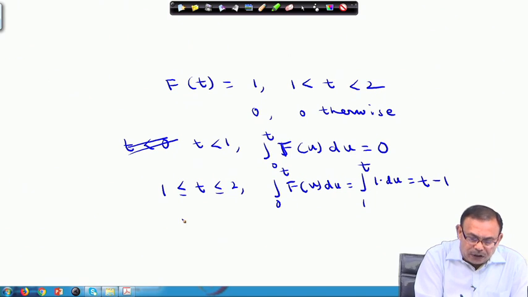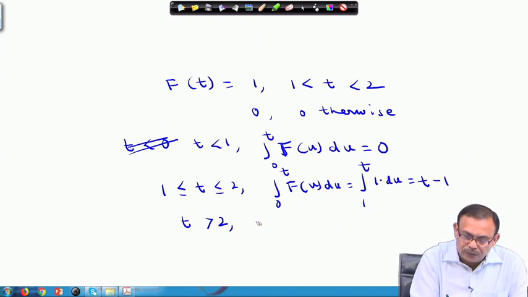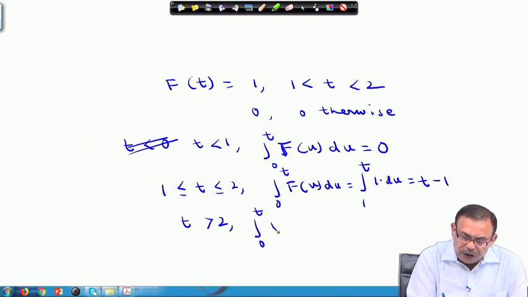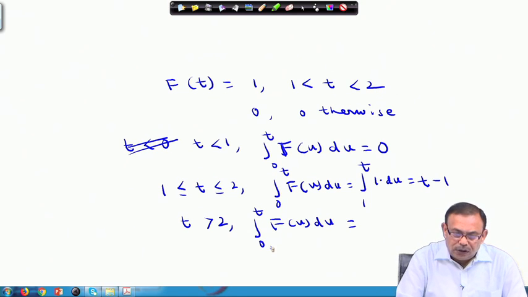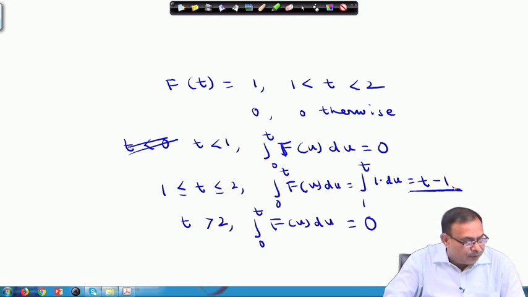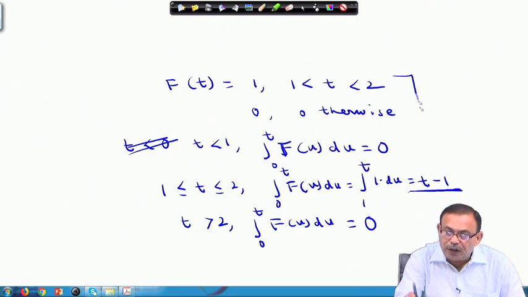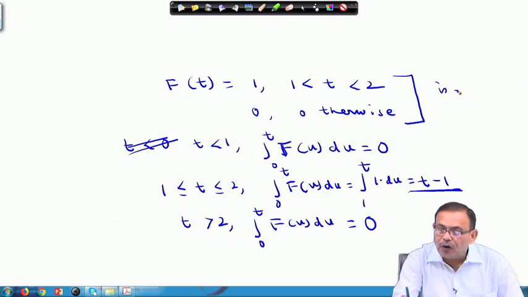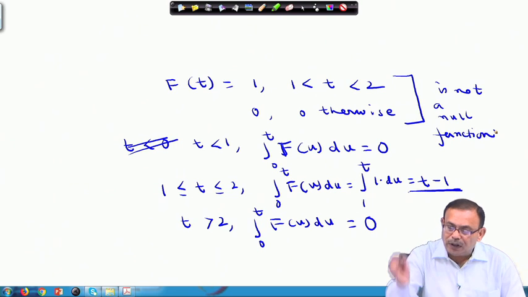And for t greater than 2, the integral from 0 to t of f(u) du, this value again, whenever 0 to 2 you are telling t is greater than 2. So, in that case the value of the function is 0. So, you see I am getting the value t minus 1 here. Therefore, this function is not a null function.